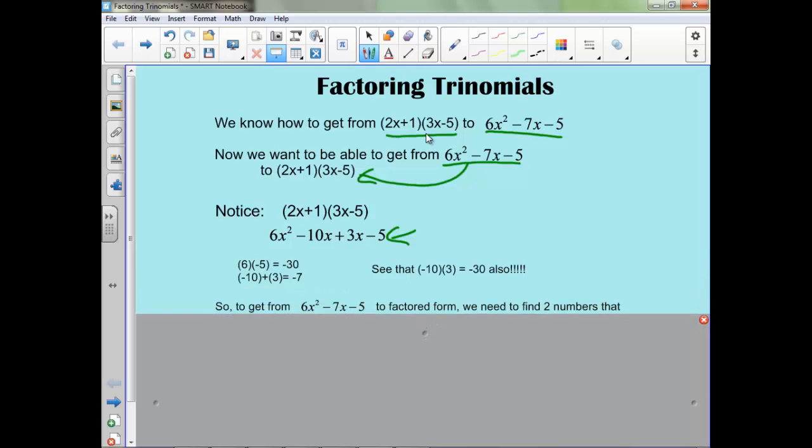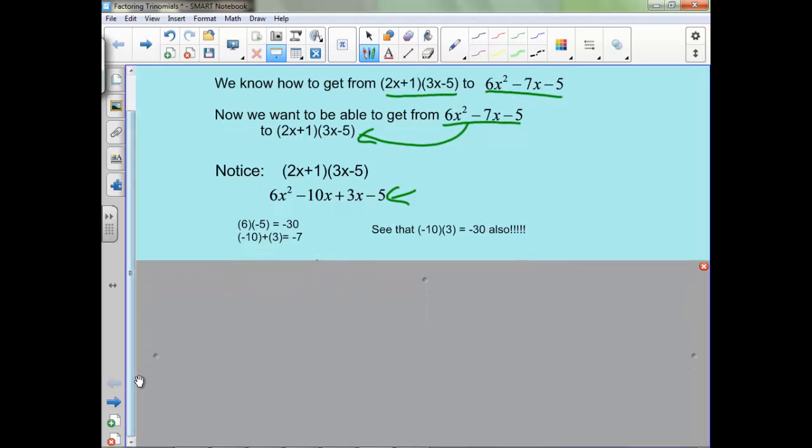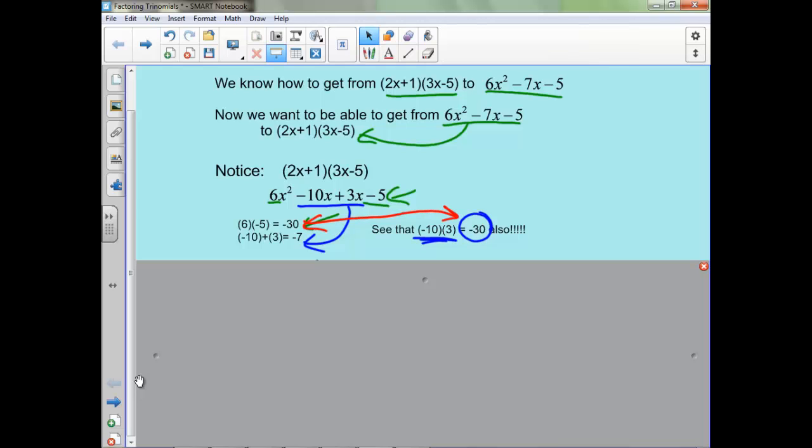Now some key things to notice here, that this 6 times negative 5, when we multiply them we get negative 30, and then these middle two that we combine we'll get negative 7, but also when we multiply these two we get this negative 30 as well. And notice that these two numbers match up. We're going to be using this pattern to figure out how to factor trinomials.